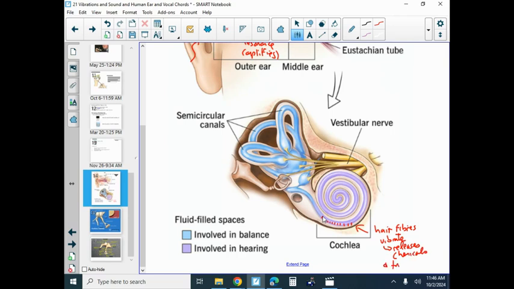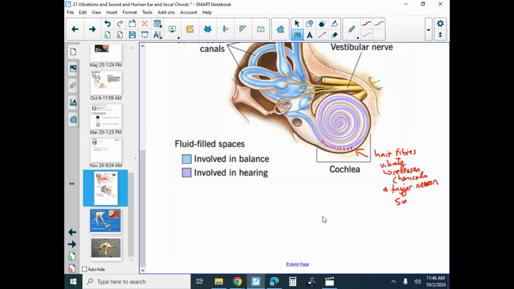Chemicals trigger neuron, N-E-U-R-O-N, signals to the brain. And so you hear sound eventually as a result. So that obviously happens very quickly. It's a lot of little steps, but it happens really, really quickly.